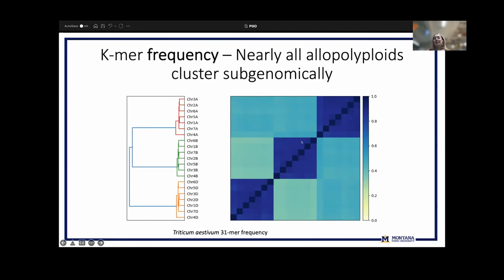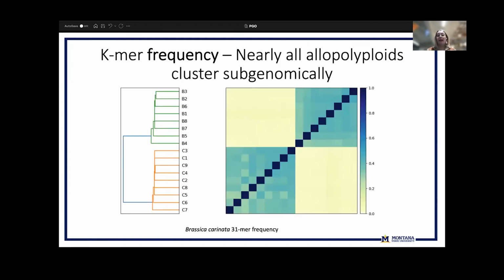On the right-hand side is the accompanying heat map of the sequence similarity scores from the signatures. If we look at the scale, a very dark blue is a sequence similarity of 1, which means they're identical, and a light yellow, almost white, indicates a sequence similarity of 0. So what we're seeing here is very high intra-subgenomic similarity, and very fair inter-subgenomic similarity.